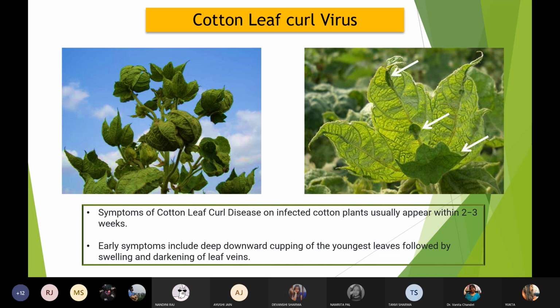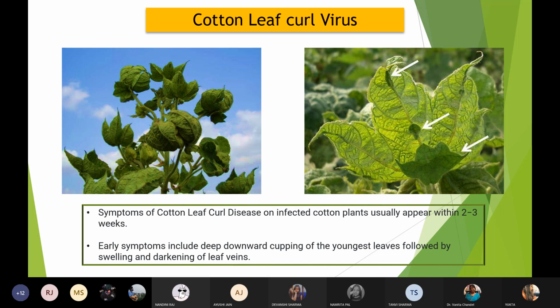Early symptoms include deep downward cupping of the youngest leaves, followed by swelling or darkening of leaf veins. In later stages of infection, it involves the upward or downward curling of leaf margins, that is shown in the first figure, accompanied by leaf yellowing or mosaic. In the second figure, cup-shaped leaf-like structures, enations, can be seen that may form along leaf veins, typically on the underside of the leaves.